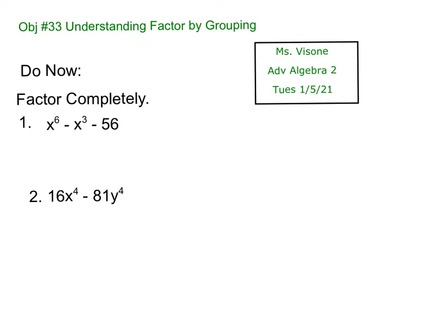Do these. Number one, notice that we have an x to the sixth and then an x to the third. The middle term's exponent is half the leading term's, that's a 3 and that's a 6. That tells me this is an MC chart. We're multiplying to negative 56 and combining to negative 1. That's 7 and 8, and the 8 is negative to give us negative 1. So I get x cubed and x cubed, plus 7, minus 8.